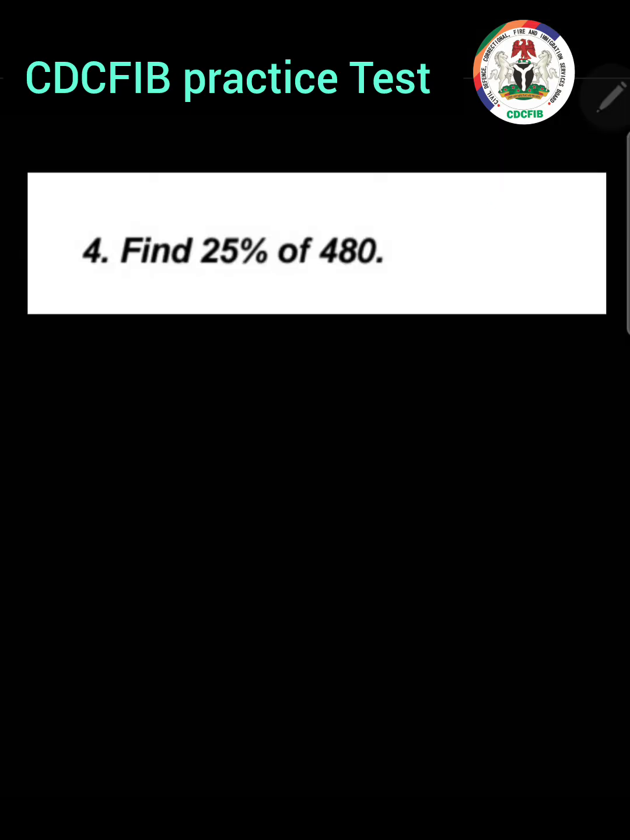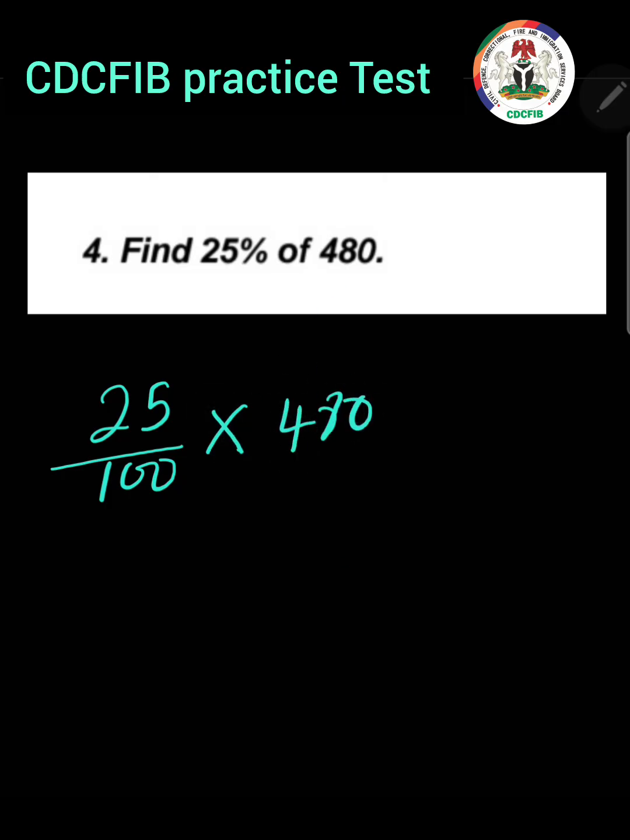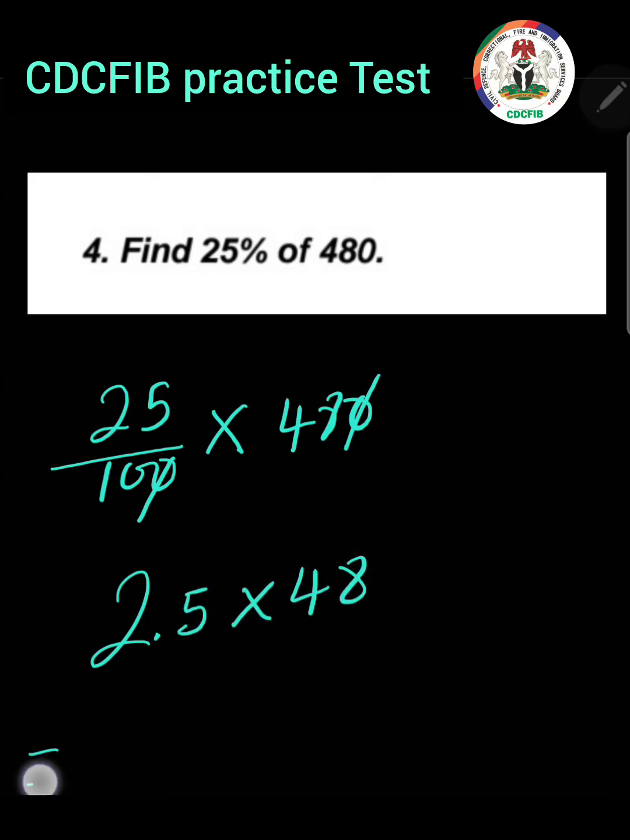Find 25% of 480. So 25% implies 25 divided by 100. Then "of" in mathematics implies multiplication, then 480. Now we need to simplify this expression. So this 0 is going to cancel the 0. We're left with 25 divided by 10 on the left hand side, which is going to give us 2.5, then multiplied by 48. And when you multiply 2.5 by 8, it's going to give us 120. So therefore, 120 is 25% of 480.